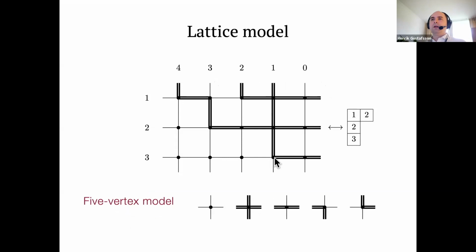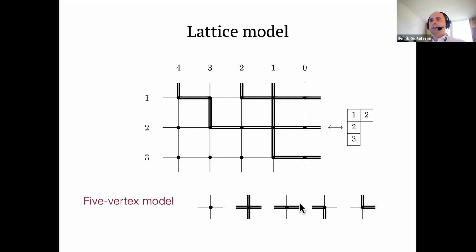We see that at each of these vertices, we have 1 of 5 configurations shown here. These are the only allowed vertices, and they give rise to the name five-vertex model. The bijection is between Young tableaux and states built out of these vertices. And now I will show how the Schur polynomial itself equals the partition function of this lattice model.